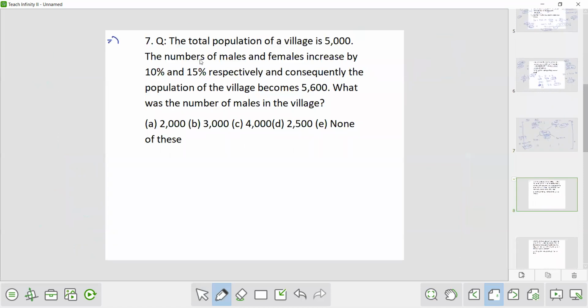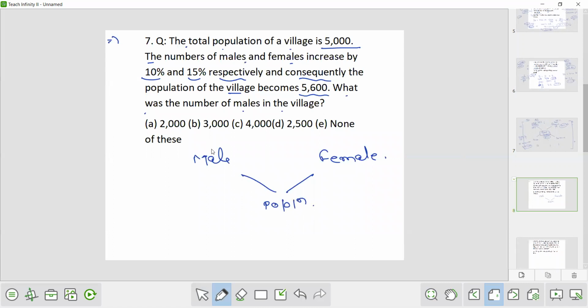Question number 7. The total population of a village is 5,000. The number of males and females increases by 10% and 15% respectively, and consequently the population of the village becomes 5,600. So what was the number of males in the village? So again, here is your male and here is the female. When you mix male and female, it becomes the total population. So this is the population.